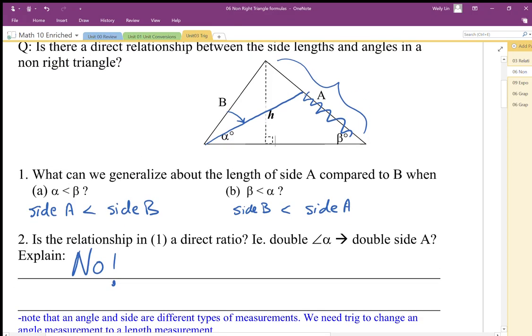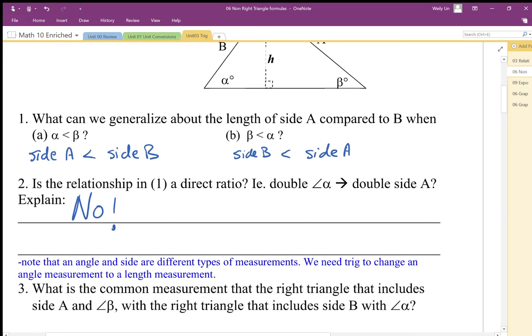So this is not a direct relationship. It makes sense because this angle is a degree measurement, and this side length is a length in meters or centimeters, and they're totally different measurements. It's hard to connect the two because this is a turn and this is a length. To do geometry, we like to be able to compare length and length. So we're going to see how we can maybe do that.